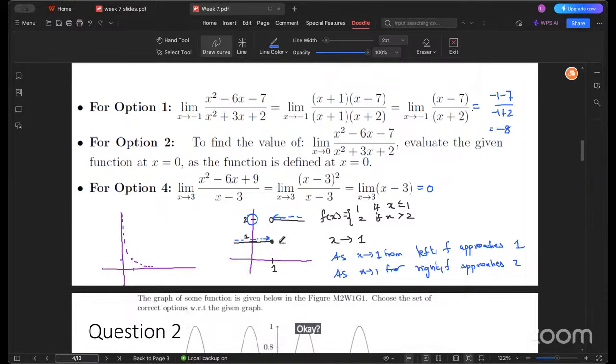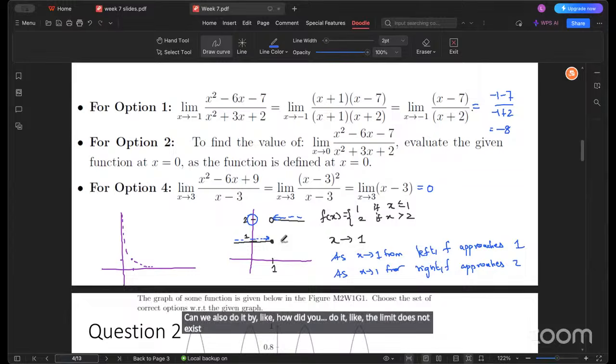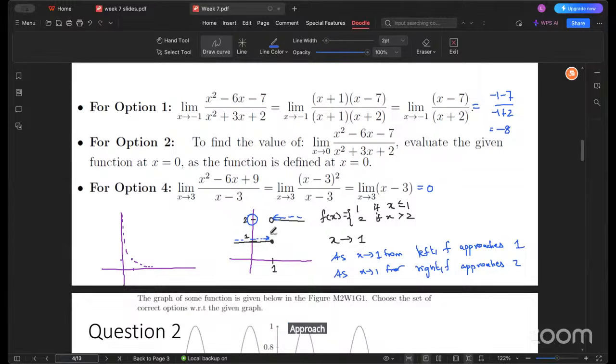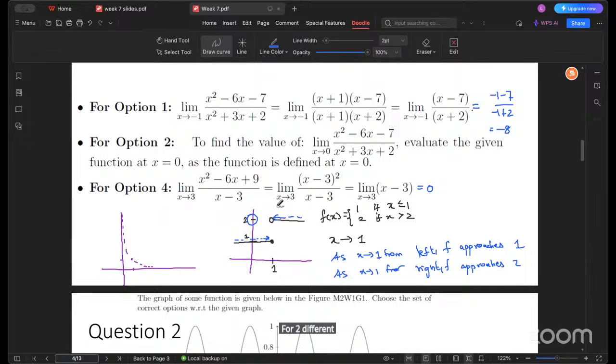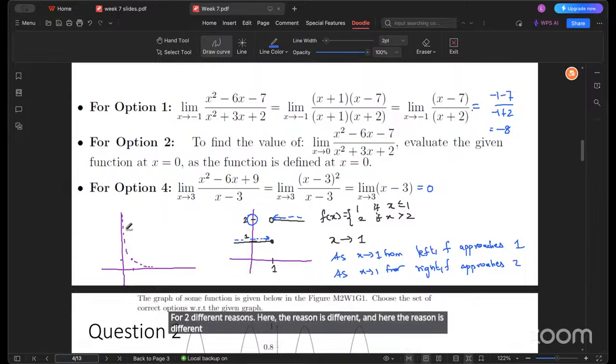Okay. And there is some other scenario. Ma'am, for the left case, can we also do it the way you do it, approaching from right and left? This is different. That's what I'm saying. That's why I'm giving two different examples. Here, this scenario is different. This scenario, the limit cannot exist for two different reasons. Here, the reason is that x is not approaching any fixed value, but it is just going towards infinity. The value of x is just going up.